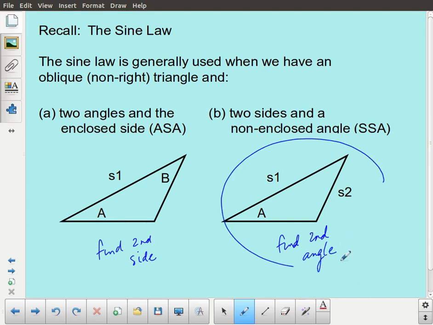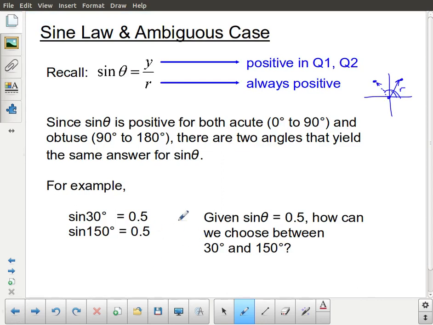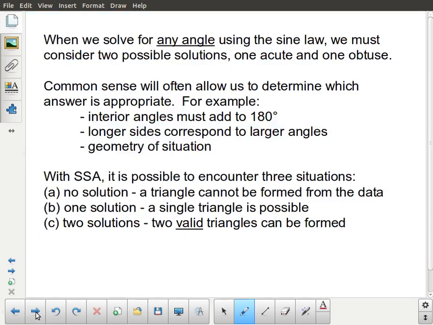This is the one we're going to be looking at today, because it's when you find a second angle that you end up using an equation like this, and you're not going to know which it is. Let's say we did the sine law and ended up with sine theta equals 0.5. Is my answer actually 30 degrees or is it 150 degrees? Whenever we solve for an angle using the sine law, we have to consider these two possible solutions, an acute angle or an obtuse angle.